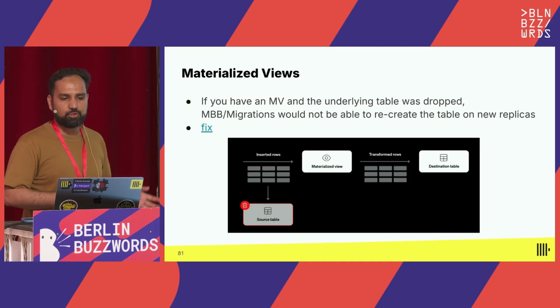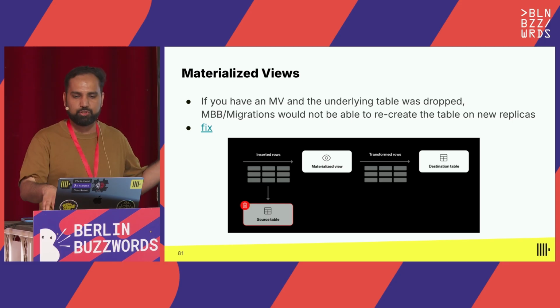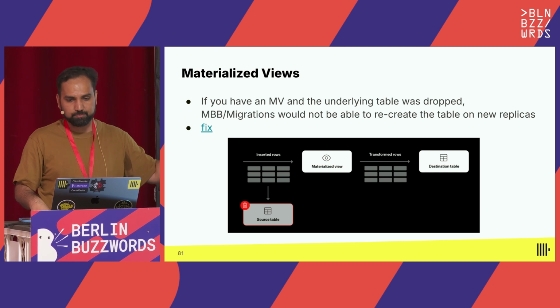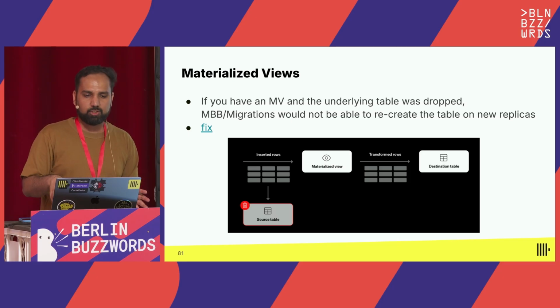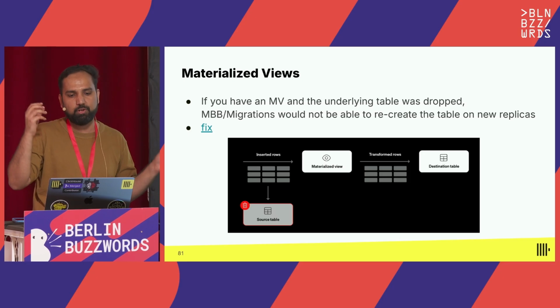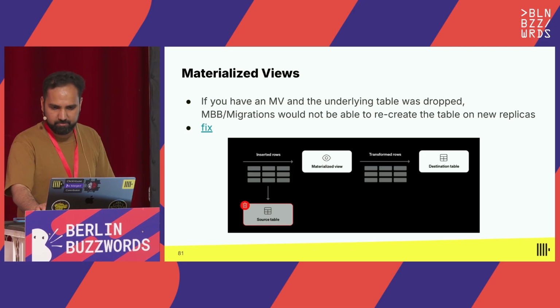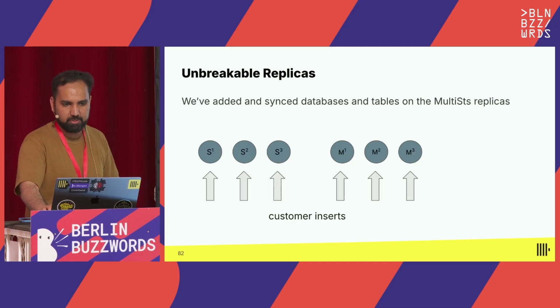And a similar problem also exists with materialized views. You have a materialized view, which is going to do some transformation and then dump the transformed data into the final table. But the source table can just get deleted. So it's the same problem. When you do an MBB or when you do a migration, you will not be able to recreate because the source table is gone. So these problems were eventually also fixed by the core database itself.